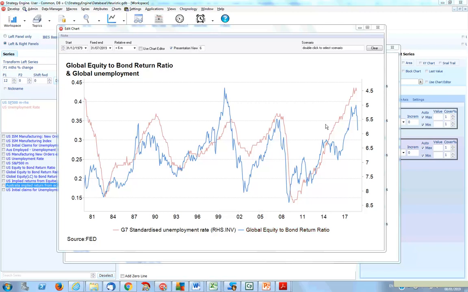At this point, it sort of suggests that certainly the market is potentially front-running a decline in unemployment, which has yet to eventuate.